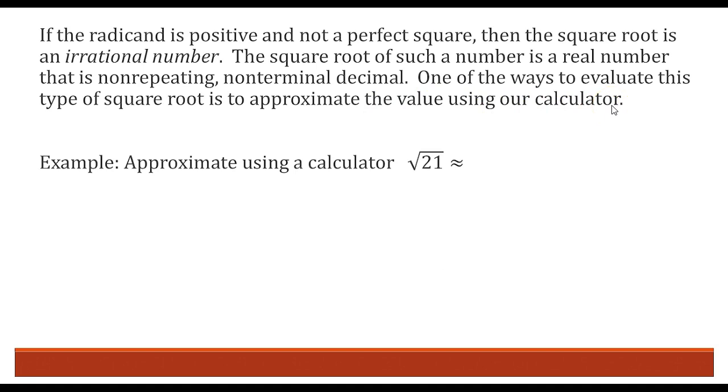We did the last example just doing a rough approximation with our understanding of square roots, but we can also use our individual calculators to approximate these values. So approximating the square root of 21 using a calculator, we get 4.58257. I'll just stop there at 5 places past the decimal, but know that it keeps going on and on, because this is a non-repeating, non-terminating decimal, as in it doesn't stop. So that's why we have to approximate the value.